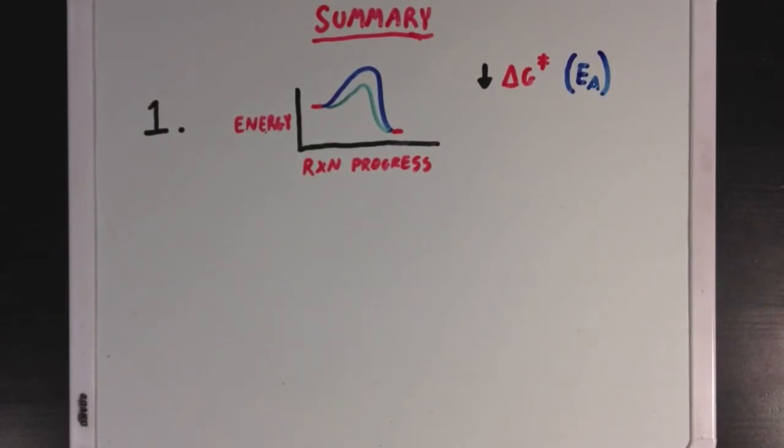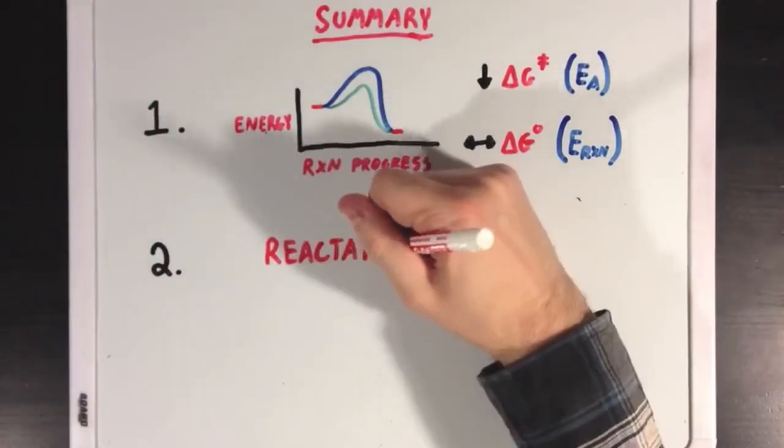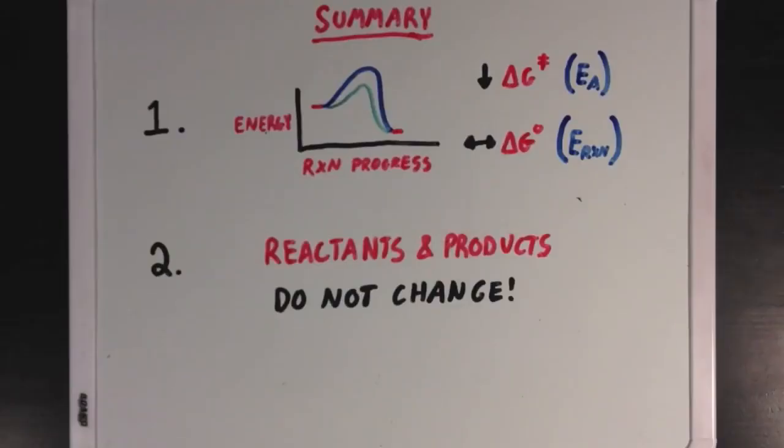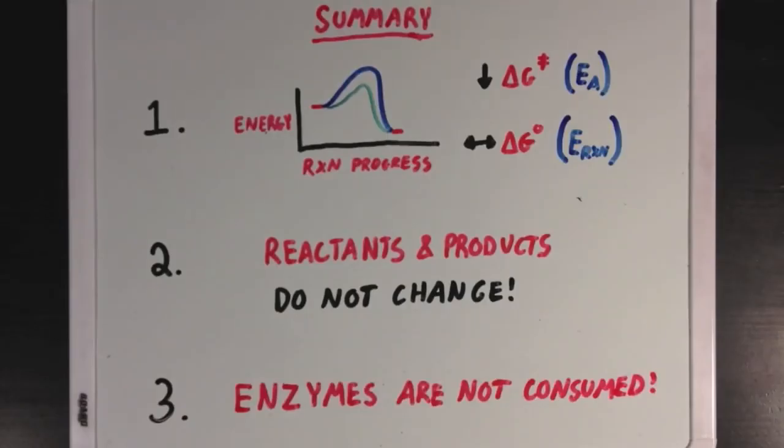And we also learned that the free energy of the reaction doesn't really change when you use an enzyme and when you don't. Second, we learned that despite the change in pathway to get from A to B, the reactants and products do not change when using an enzyme versus when not using an enzyme. And finally, we learned that enzymes are not consumed when they catalyze a reaction, and the same enzyme can catalyze reactions over and over again.